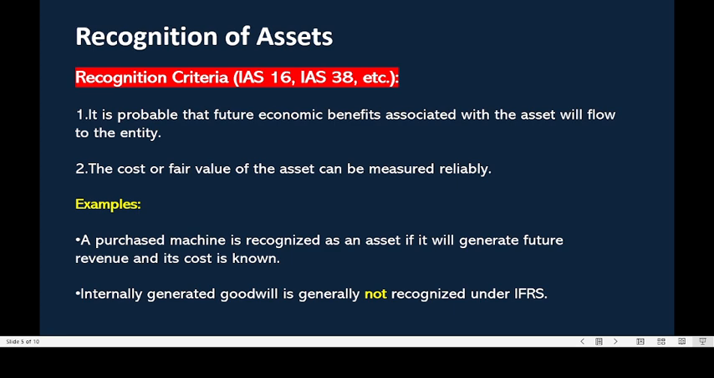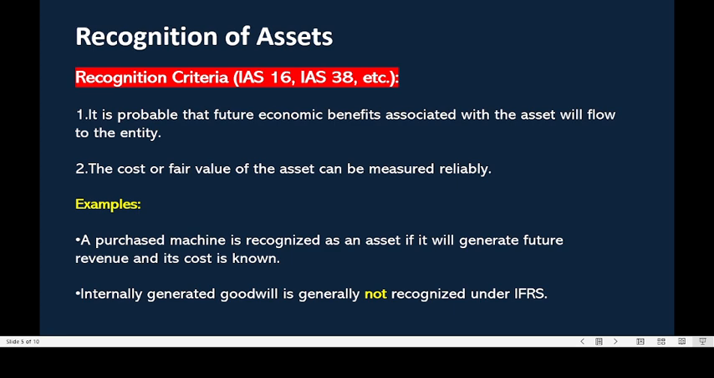For example, if a company buys a machine for manufacturing, it recognizes the machine as an asset because it will generate future revenue and its cost is clear. However, internally generated goodwill, such as the value of a company's brand, is generally not recognized because its cost cannot be reliably measured.